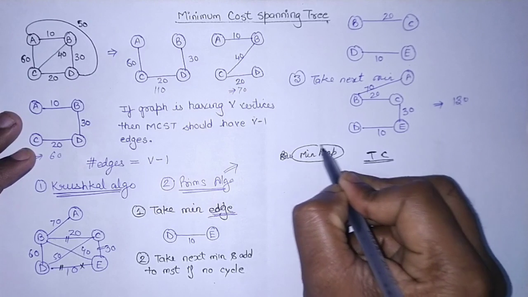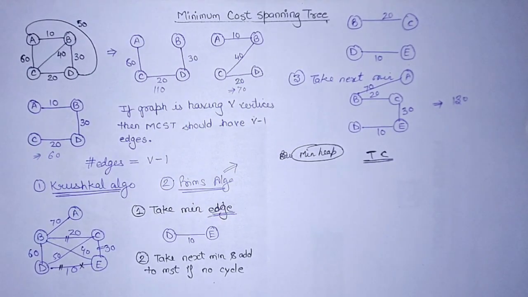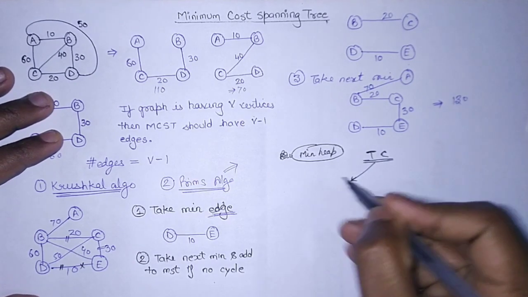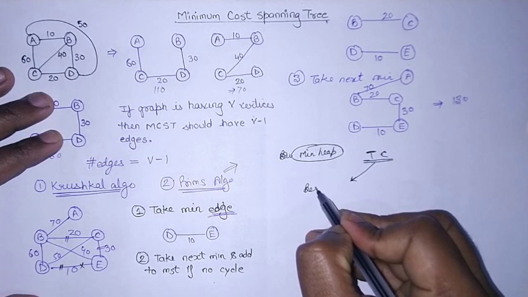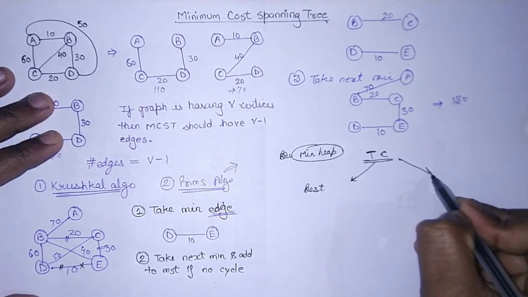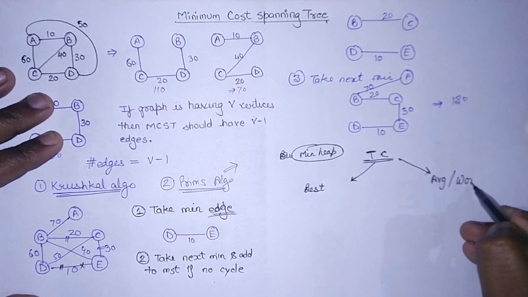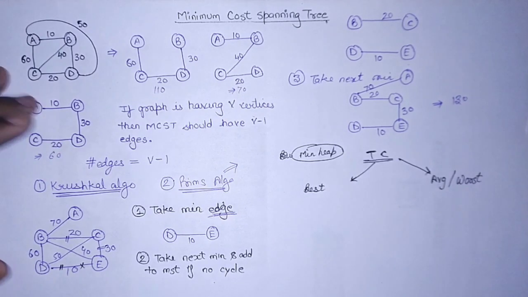If we use a min heap, it will give you the next minimum value every time. So we will be finding the complexity with the min heap, which is the best possible case. So here there will be two cases. One will be the best case, another will be the average, or we can say worst case. So what will be the best case?